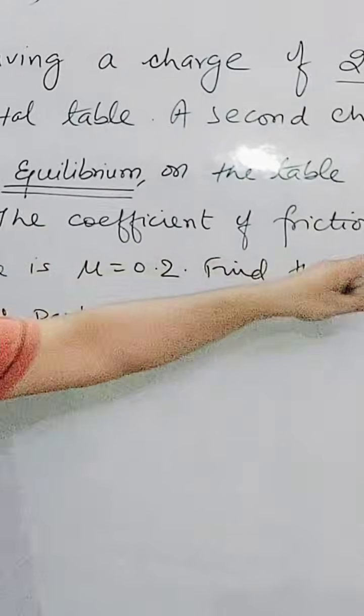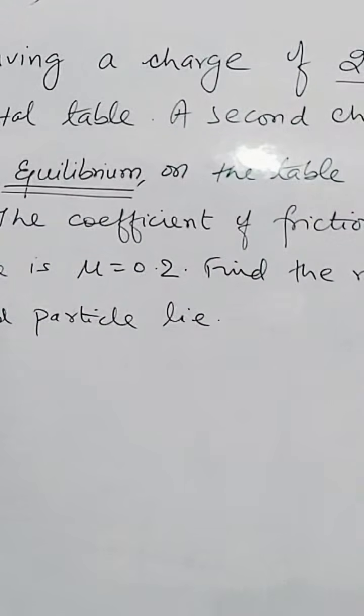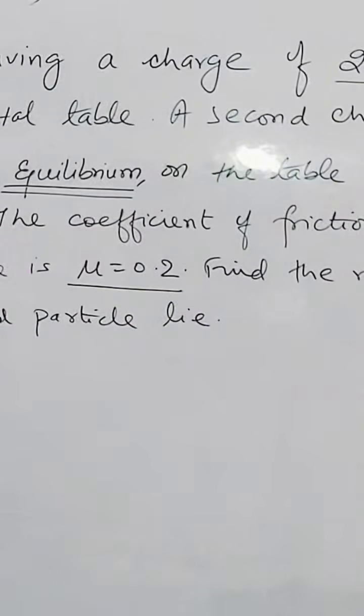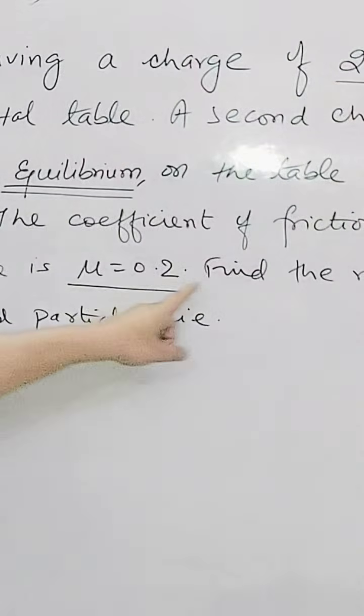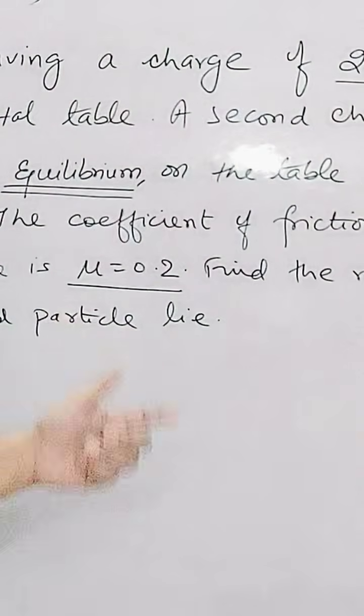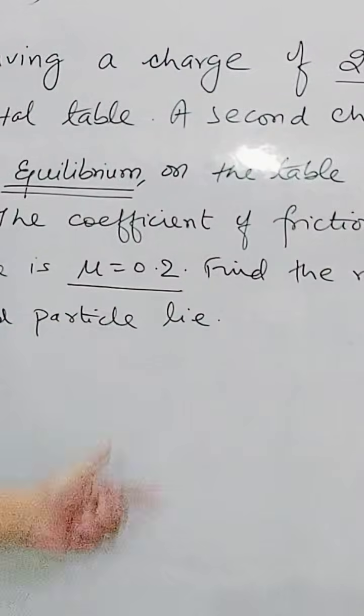The coefficient of friction between the table and this second particle is 0.2. Mu is given 0.2. So what do we have to find? We have to find the range within which the charge of this second particle lies.